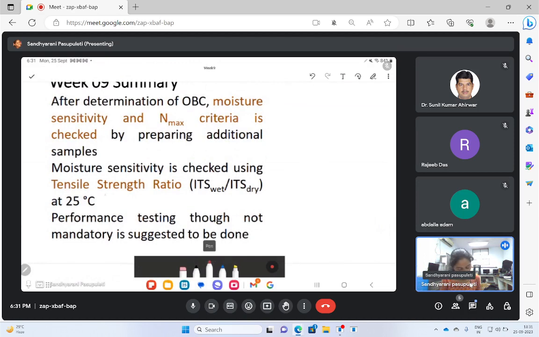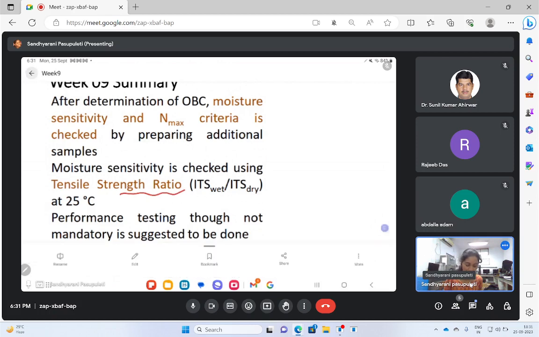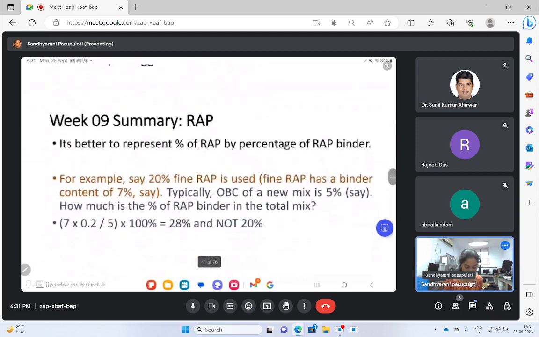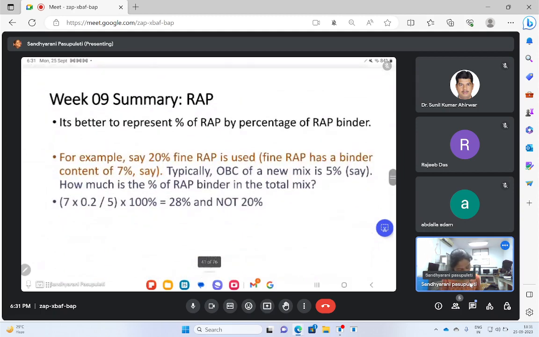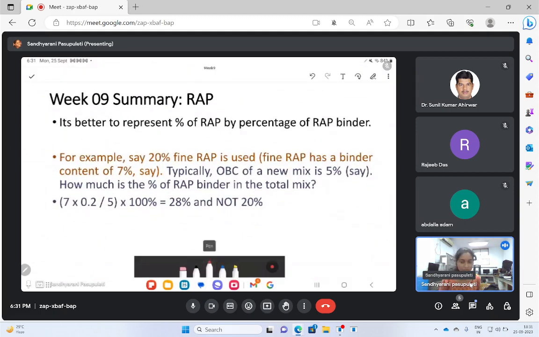So this extra tensile strength ratio test is to understand the moisture sensitivity, or the stripping nature of the aggregate from the bitumen. So this is in brief about the Marshall and also Superpave mix design.